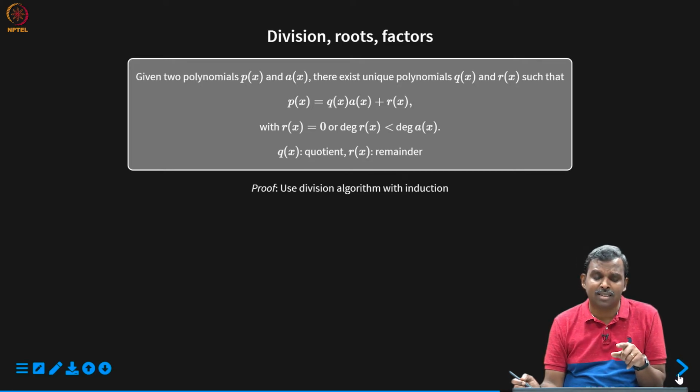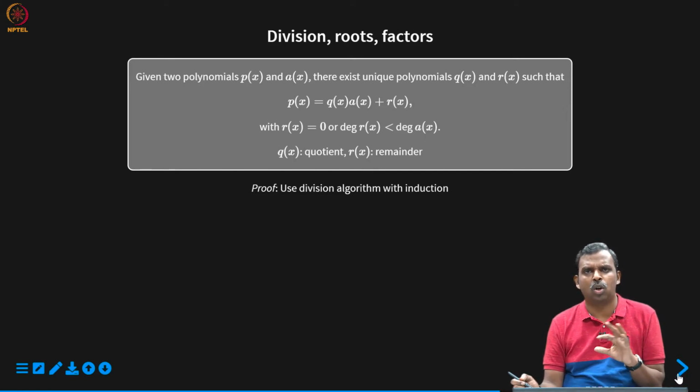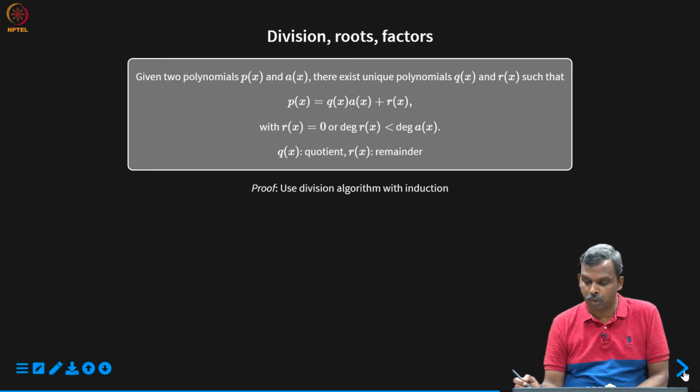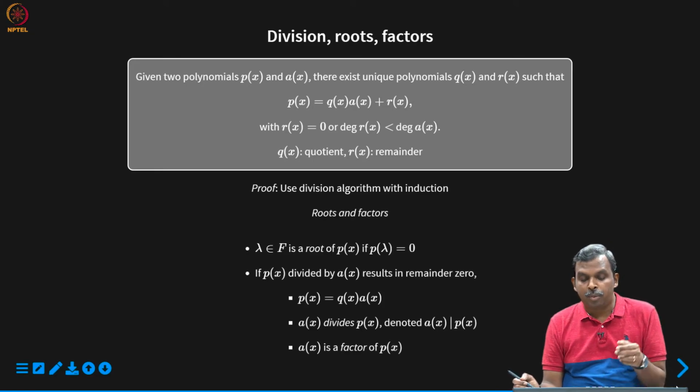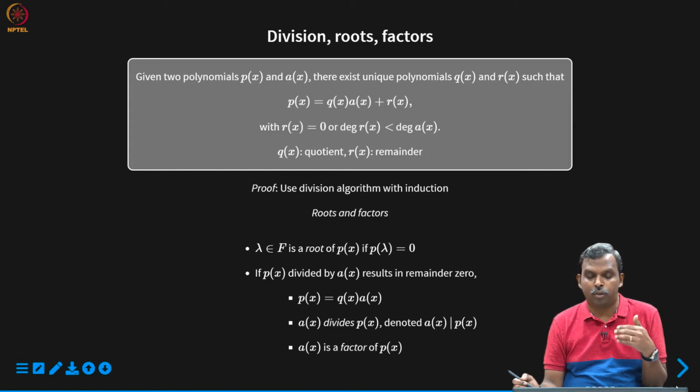There are also these other cases. What if the degree of a(x) is already greater than the degree of p(x)? You can simply set the quotient to 0 and the remainder to be equal to p(x) itself. So, it's easy to deal with those corner cases. This is the theorem which is usually associated with the division algorithm for polynomials. Now, from here one can formally think of roots and factors.